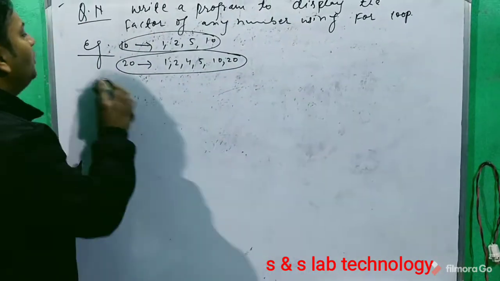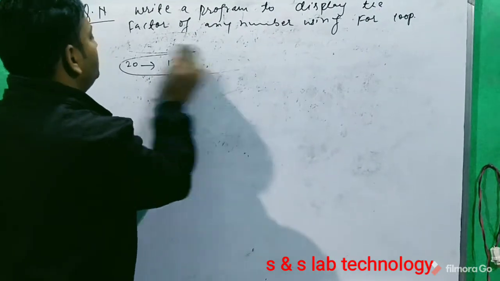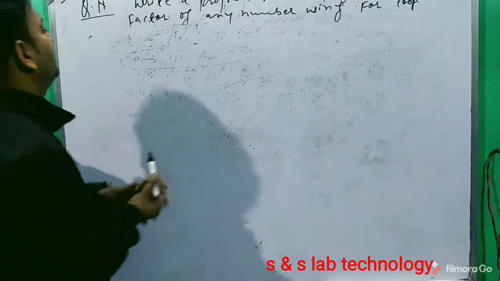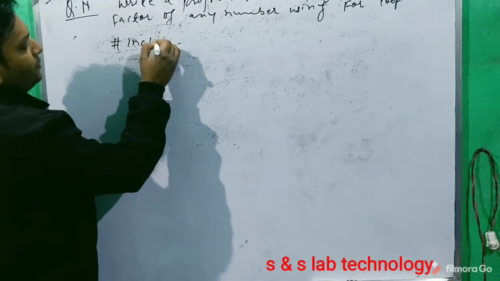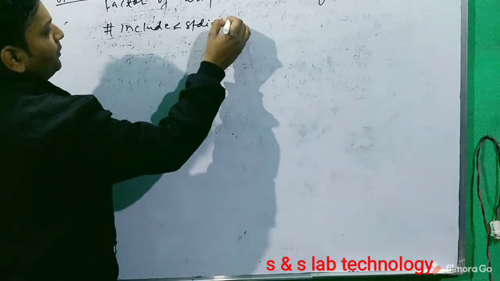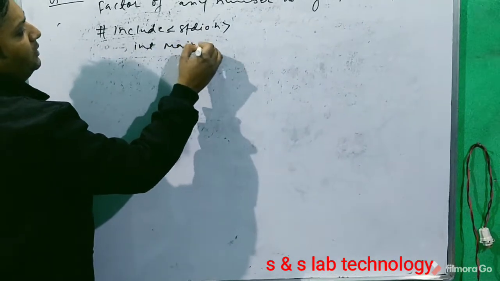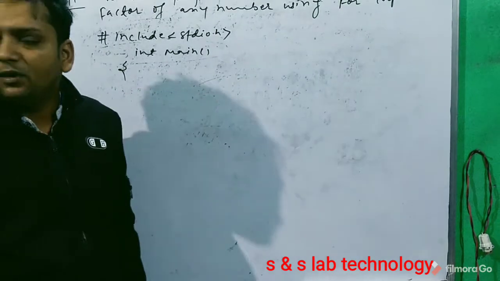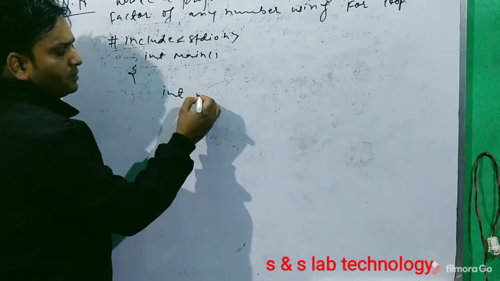So how to calculate the factors of a number n using C programming? This is an interesting question, we'll go through it. I start with the library function, the standard input output header, stdio.h, followed by the main function. First we declare the number, since we need to know which number we want.